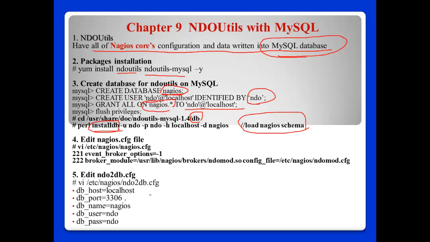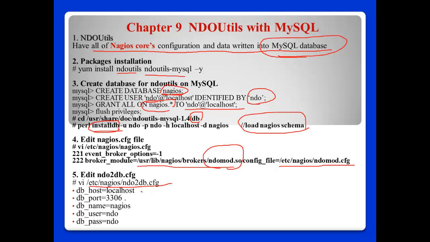And after that, number 4, add the Nagios configuration. So here we have to define the exact module of the NDO module. Especially in my case, line number 222, the broker module. If you successfully installed this one, you can find this kind of module here. And the configuration file will be ndomod.cfg. And number 5, we need to configure ndo2db.cfg in the /etc/nagios directory.